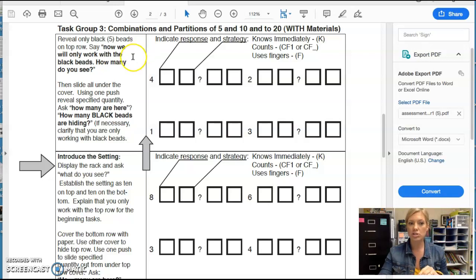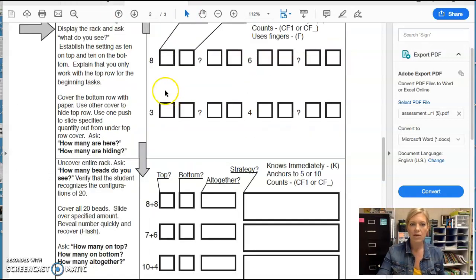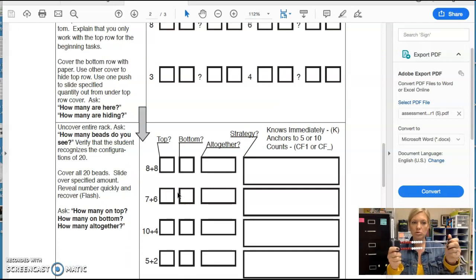And then when you ask the questions, how many red beads do you see? How many red beads are hiding? I know it says black on your assessment schedule, but the rec and recs that you have are red and white. Okay. If they are successful here, let's cross our fingers. I'm hoping that we'll have a lot of kids successful this time around. Then you're going to move to the 2-row rec and rec.